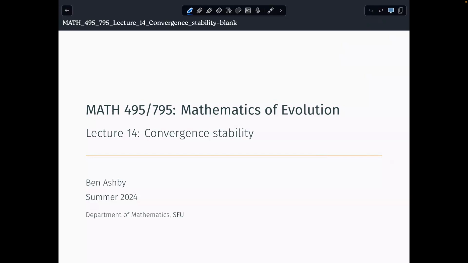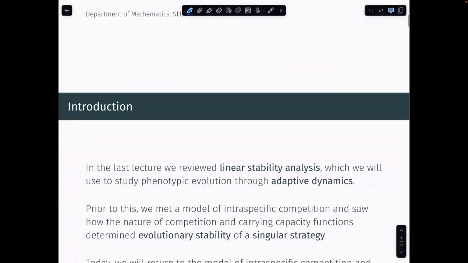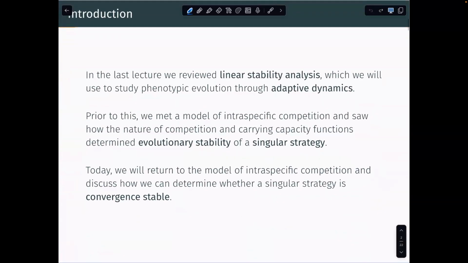Okay, today we are returning to adaptive dynamics. On Monday, we went through linear stability analysis, a recap of that for those who either weren't that familiar with it or who had forgotten about it. Today we are going to be talking about something called convergent stability. I'll talk a little bit about why this is a bit different from evolutionary stability in a moment.